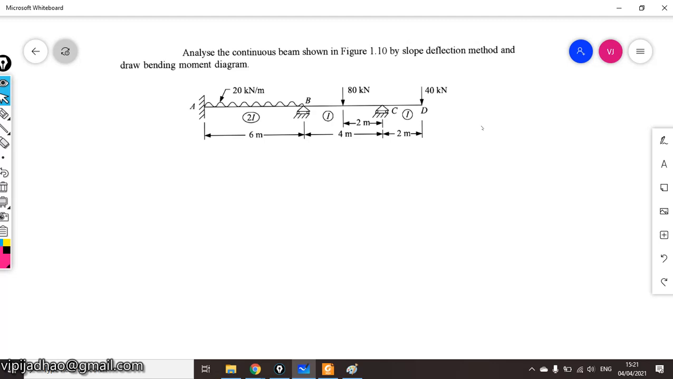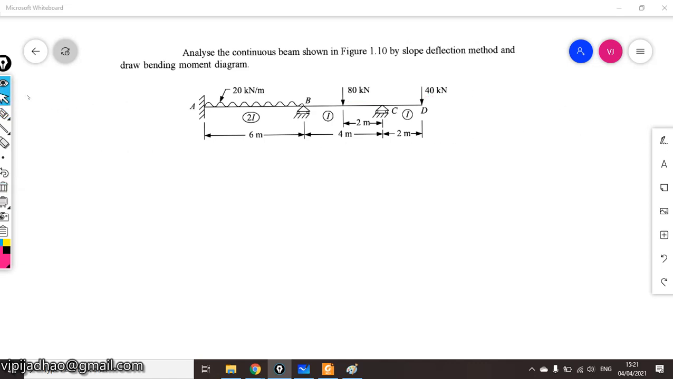And the span BC is subjected to a load of 80 kilonewton, which is a point load. Also, one point load of 40 kilonewton is acting at point D, which is an overhanging portion. And we have to analyze this particular continuous beam.